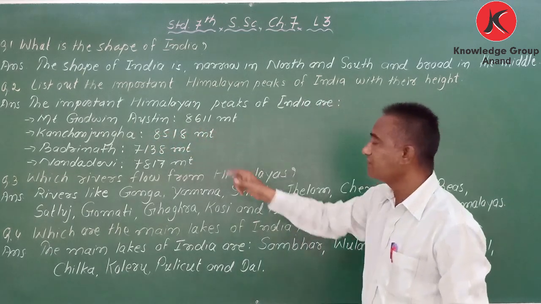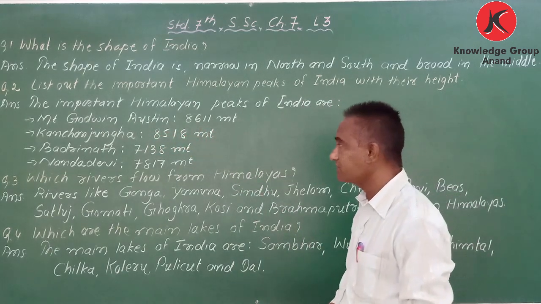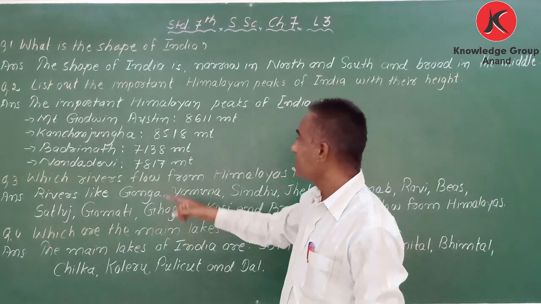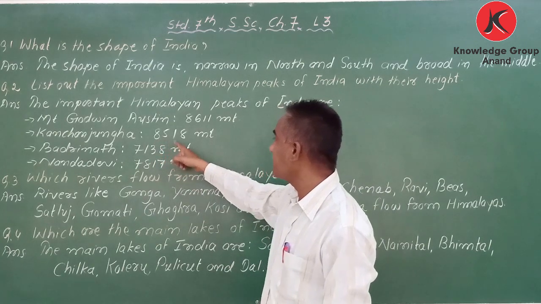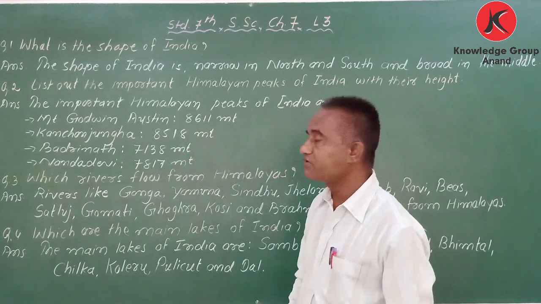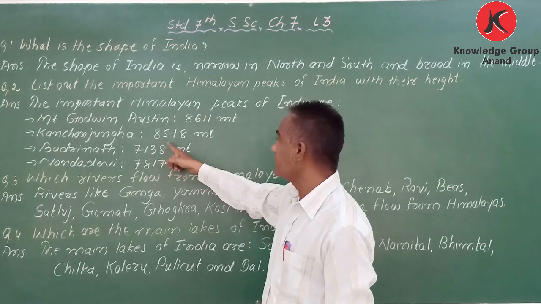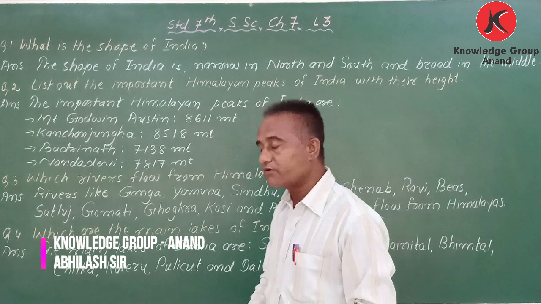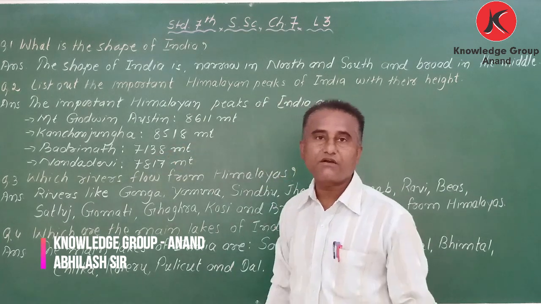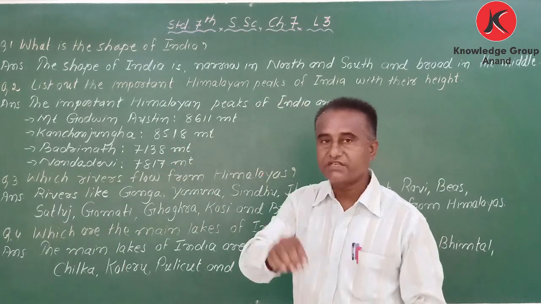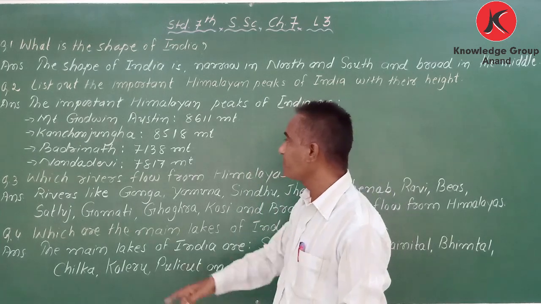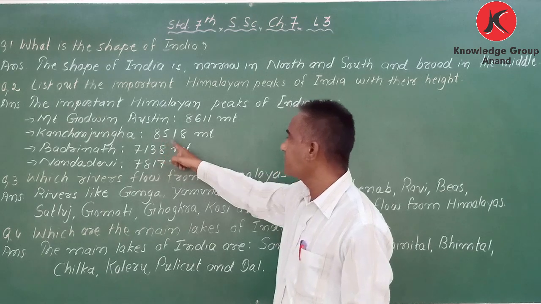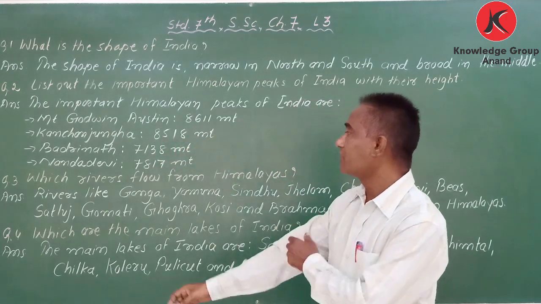Number 1, Mount Godwin Austen. What is the height? 8,611 meters. Second one is Kanchenjunga. It is 8,518 meters. At some places you will find 8,598. At some places it is written so, don't worry. But here I have written 8,518 because it is given in our textbook. So Mount Kanchenjunga's height is 8,518 meters.